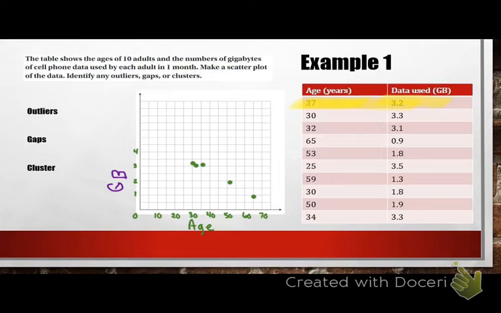All right, I want you to go ahead and do the last 5. So we have the first 5 up there right now. I want you guys to get the last 5 points on your scatter plot. All right, go ahead and do that.